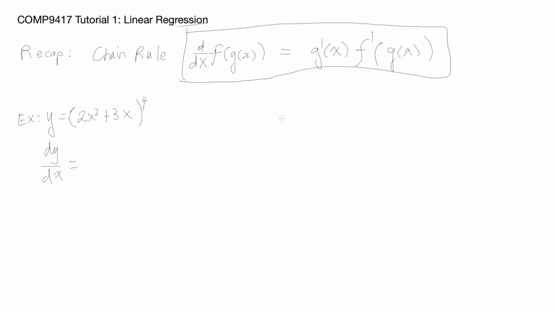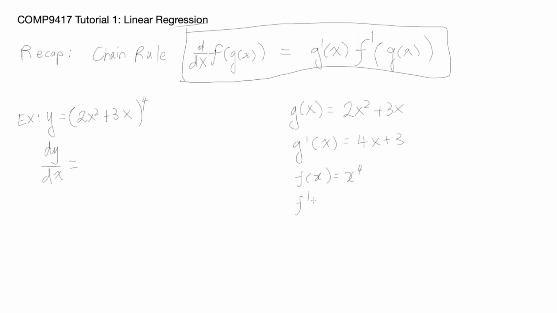Let's make it really clear. What is g of x? Well, g of x is the inside part, 2x squared plus 3x. And while we're here, let's take the derivative of this. Hopefully you can recall calculus rules, so g prime of x is 4x plus 3. The outside function looks like this inside bit to the power of 4, so f of x equals x to the power of 4.